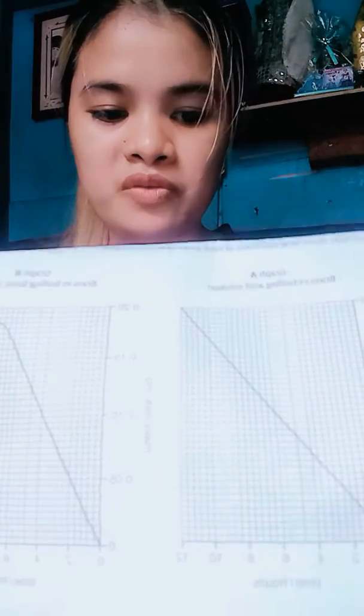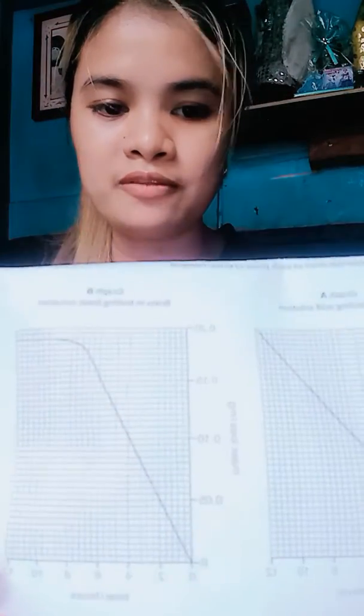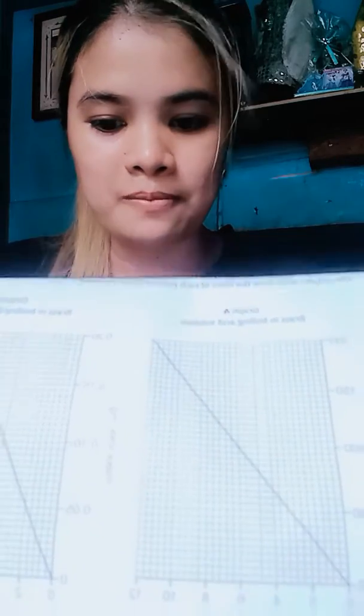Give one similarity in the change in mass of the brass in both liquids. As we can see in the graph, this and this, similarity. When the brass is placed in both liquids, the graph shows us the mass loss versus time are both increased, or directly proportional to time.